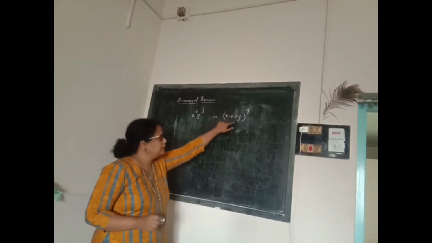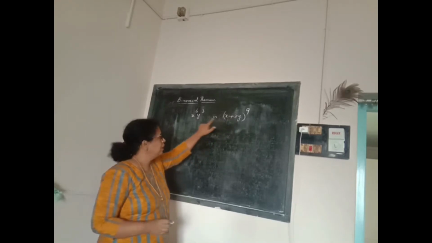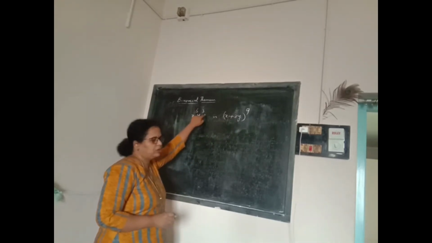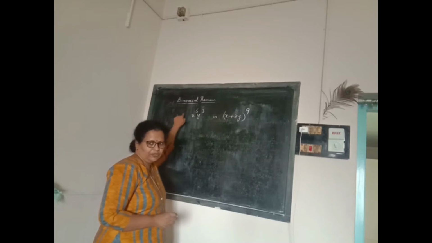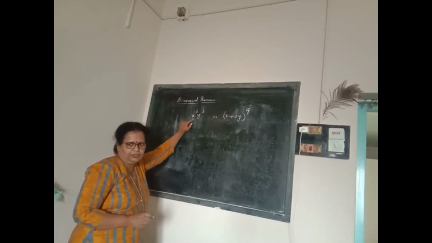When we write this expansion, we will get 10 terms. Of those 10 terms, one term is x raised to 6 by y cube. What is that term's coefficient? If we know which term it is, we can write the coefficient.